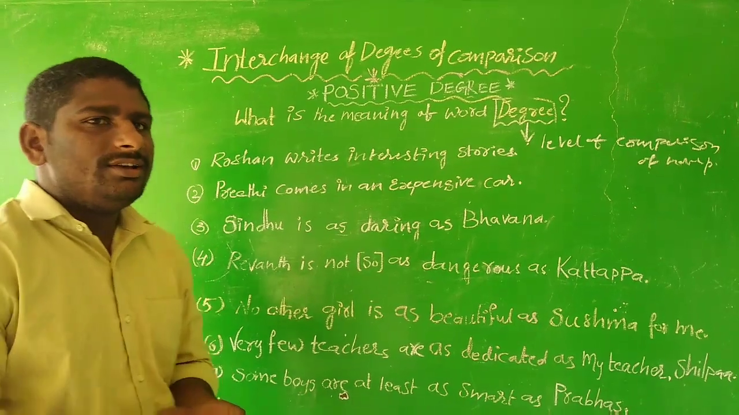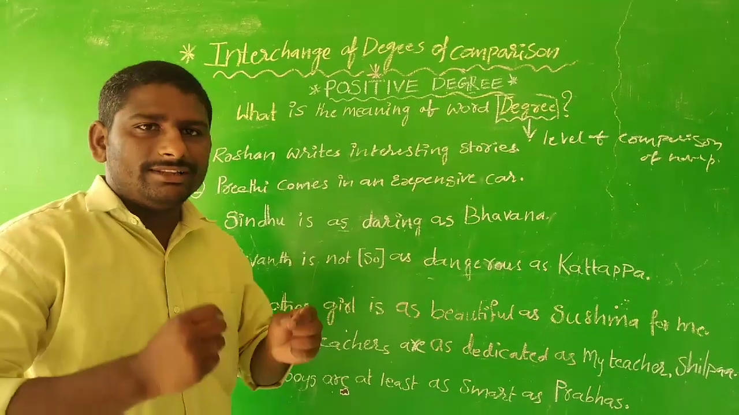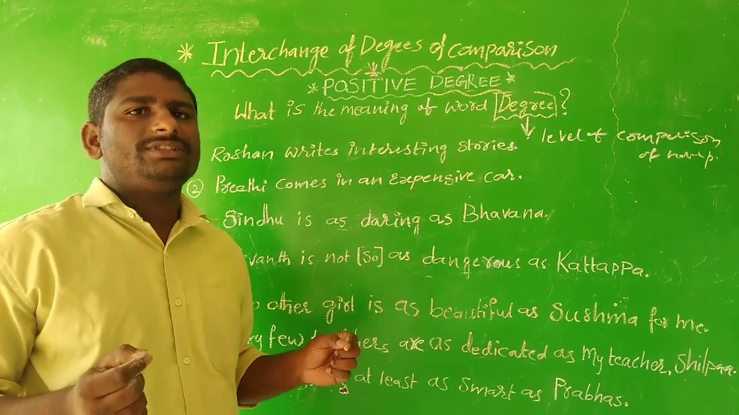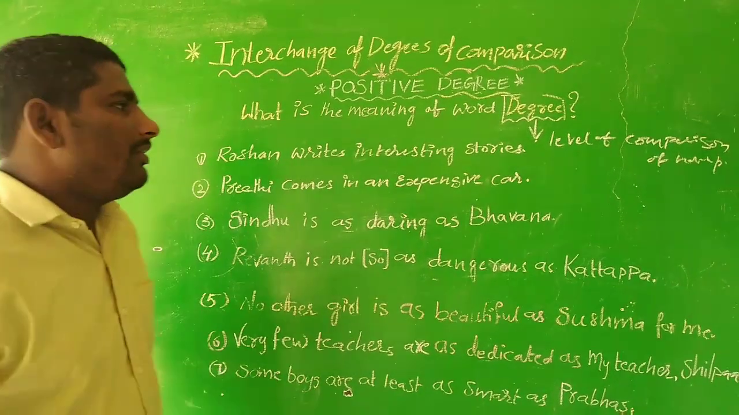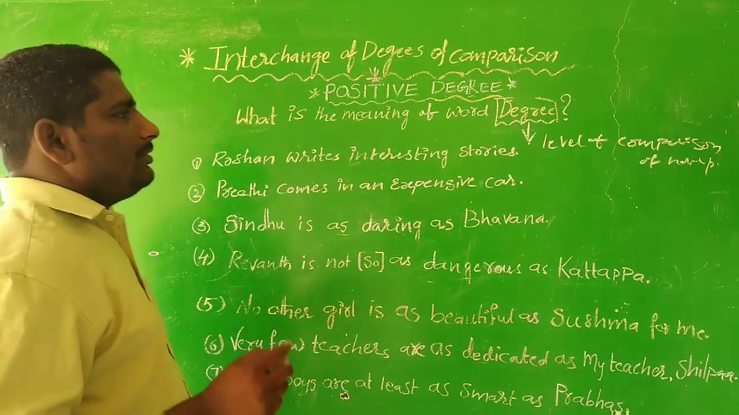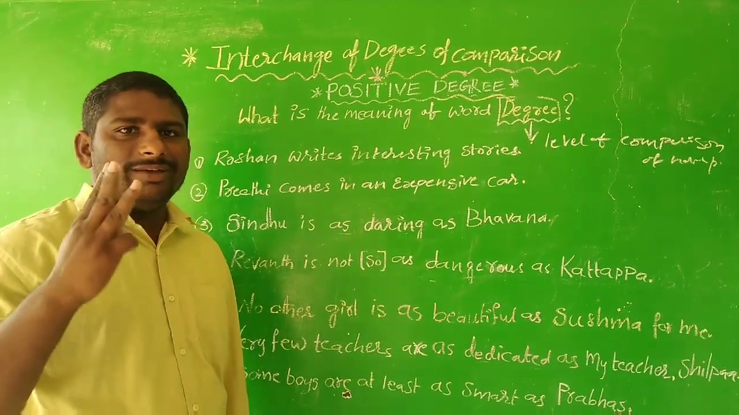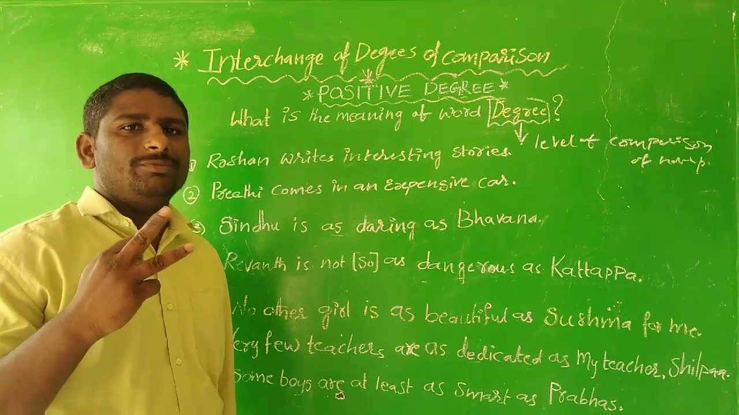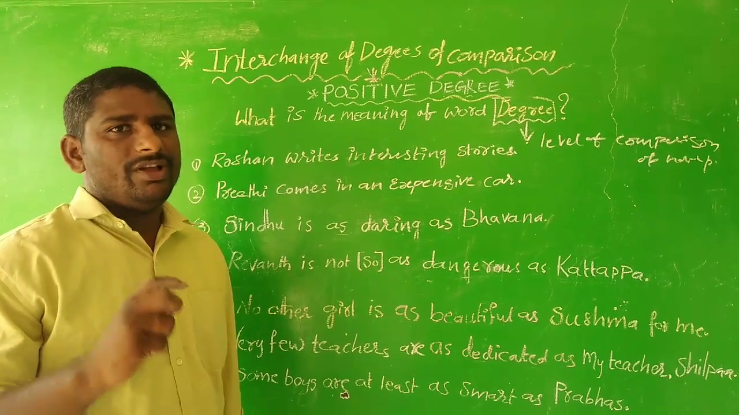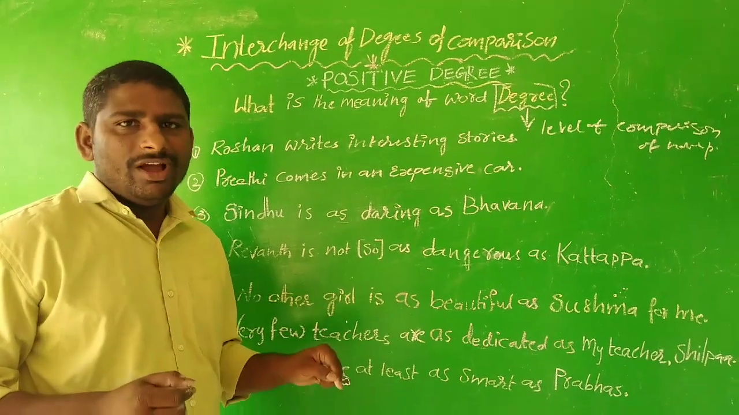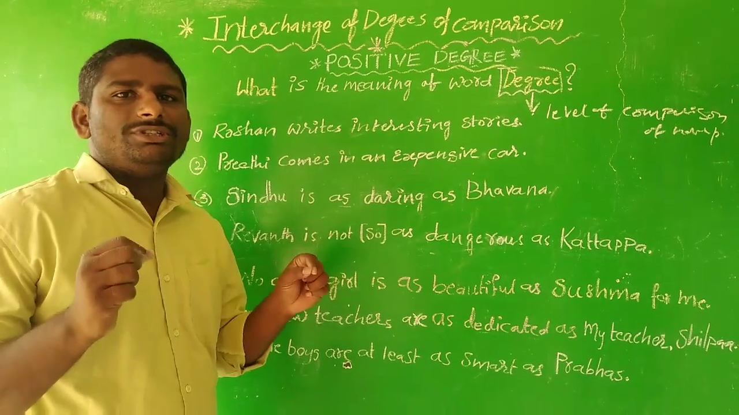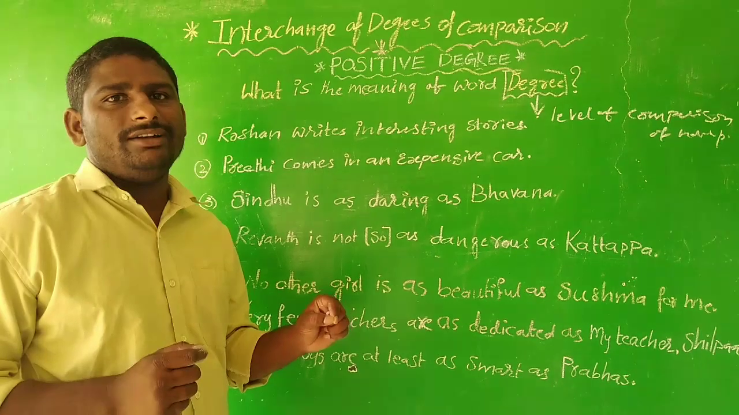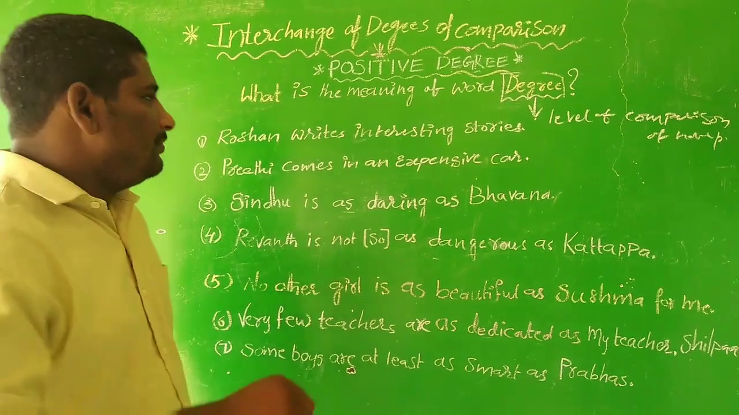The word degree is nothing but the level or position of a noun or pronoun which is put into comparison. All of you know there are three types of degrees: positive degree, comparative degree, and superlative degree. In this video particularly, I am going to deal only with the positive degree, its elements, and the characteristics you need to remember and understand.